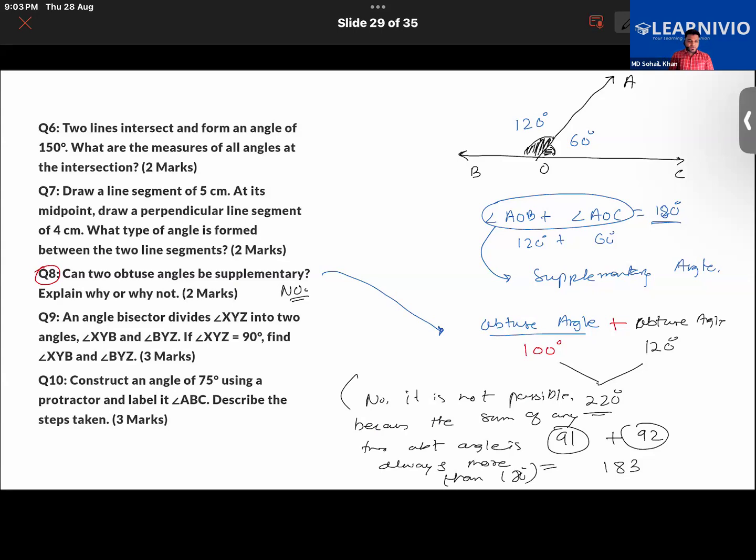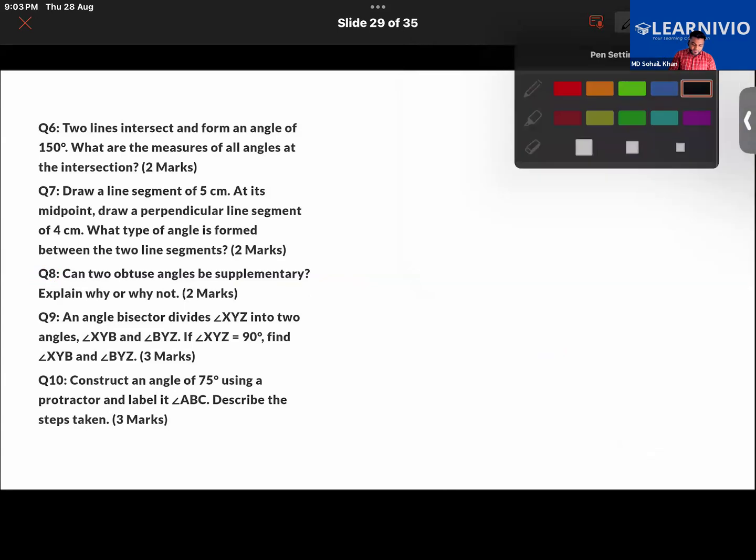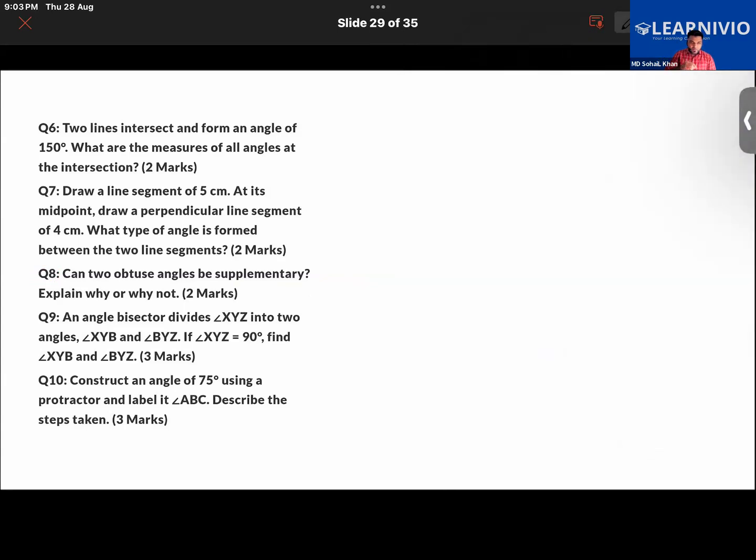This one is easy, and I expect you guys to try and solve it. First of all, you have to draw the diagram for this.